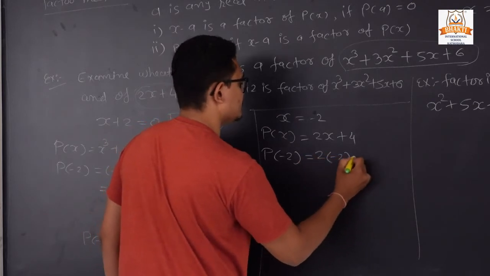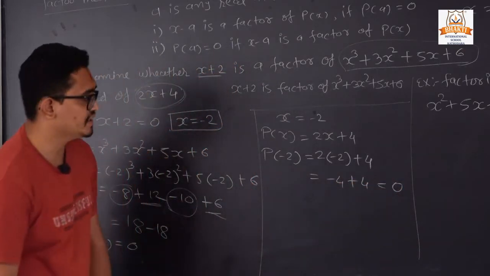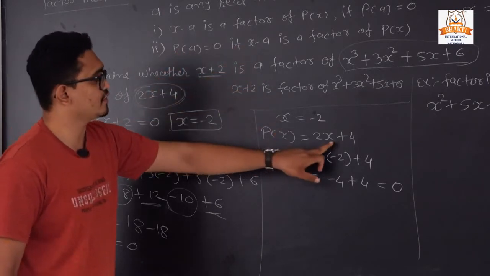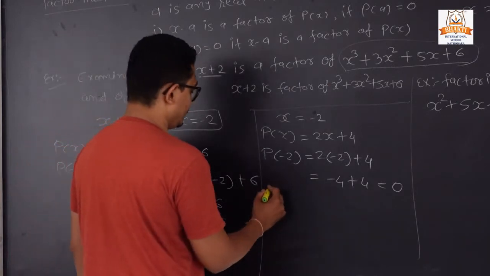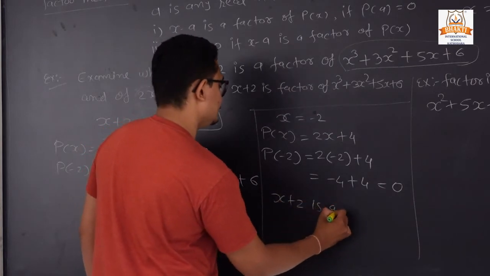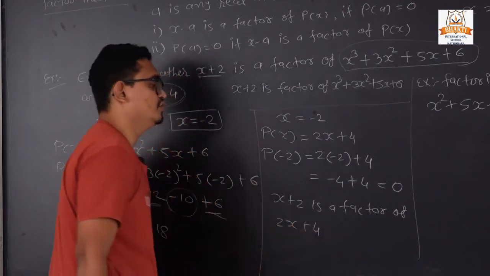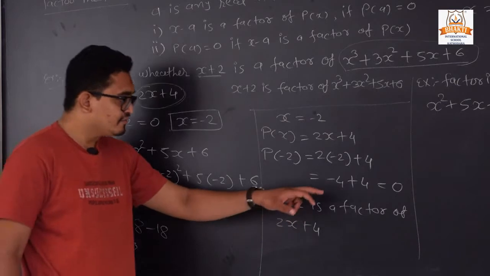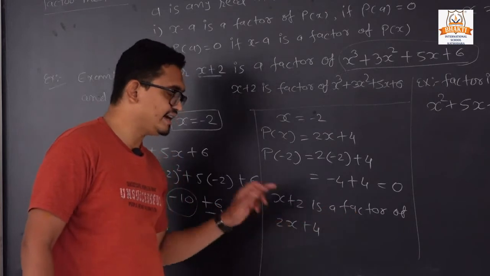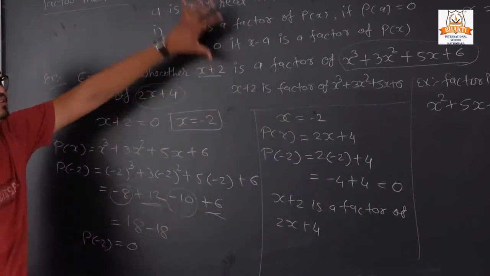So 2 in bracket minus 2 plus 2 minus 4 plus 4, answer once again 0. So if the answer is 0, once again we can say that x plus 2 is a factor of 2x plus 4. So here we can write like that, x plus 2 is a factor of 2x plus 4. But what happens when we do not get the answer as 0? So we can say that it is not a factor of that polynomial if we do not get 0. So this is our factor theorem.